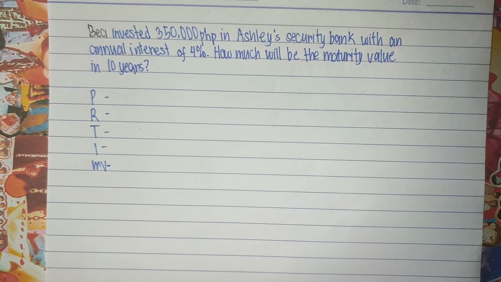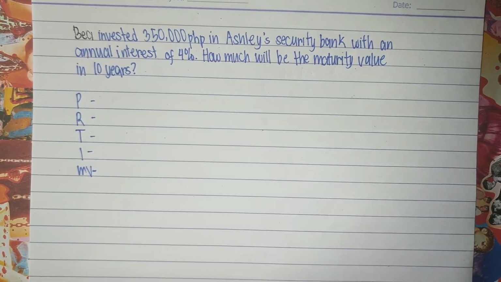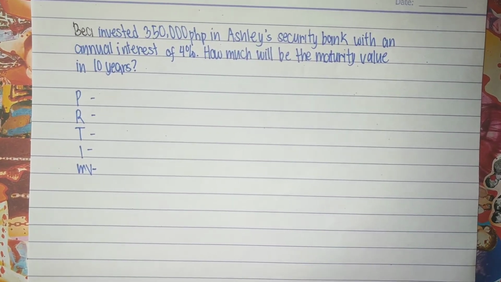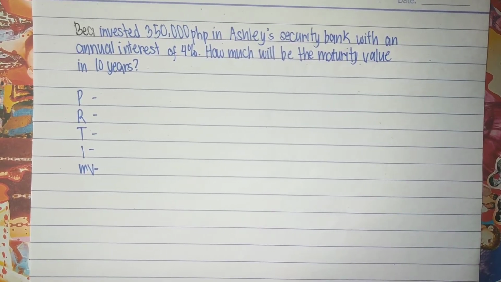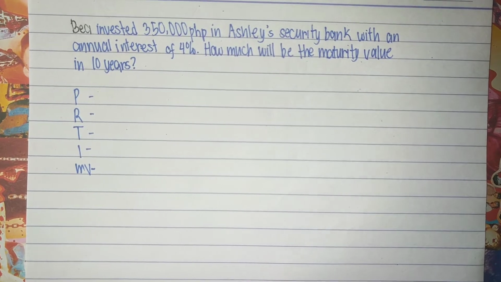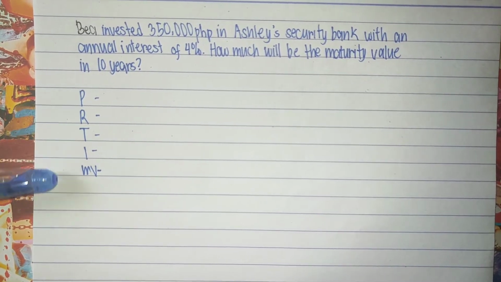So, this will be our first example. Bea invested 350,000 pesos in Ashley's Security Bank with an annual interest of 4%. How much will be the maturity value in 10 years? So, we will need to find first the given.